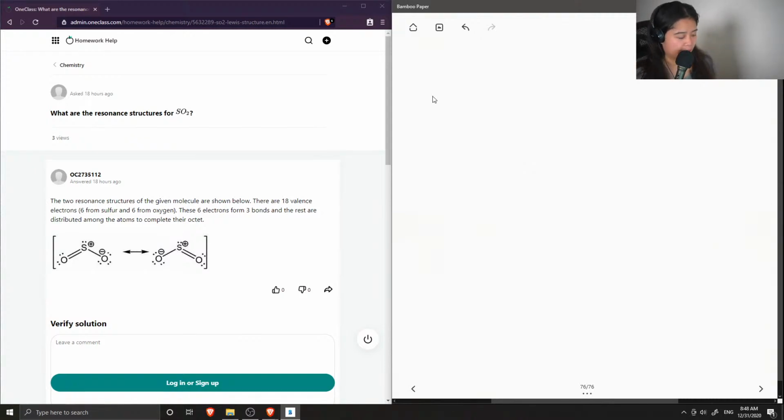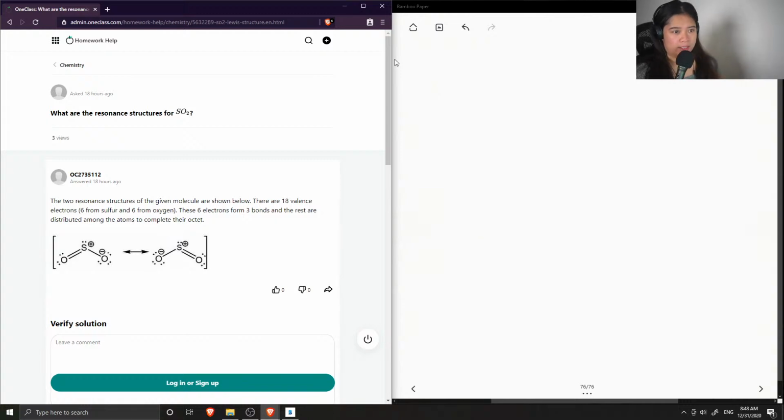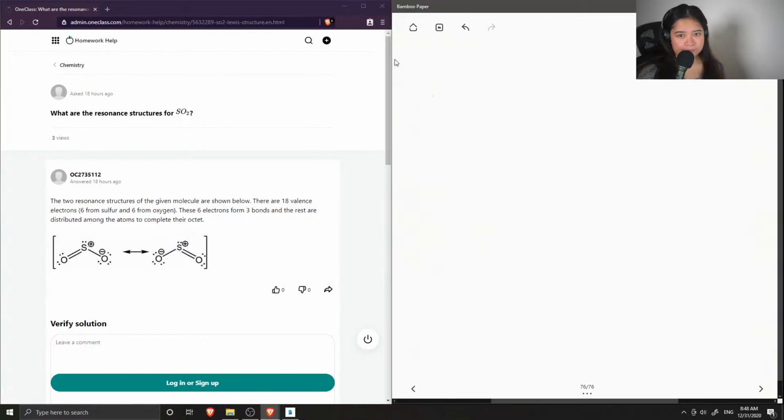Okay, so question 1 just asks, what are the resonance structures for sulfur dioxide? Okay, so to write out the resonance structures, I'm first going to write or draw the Lewis structure of sulfur dioxide. So when we want to write out the structures, I first want to find out the total valence electrons of the molecule.